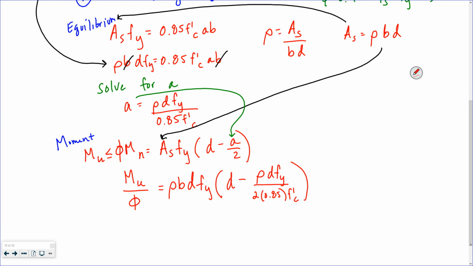I'm going to factor out, there's two D's. There's this D and this D. Rho B D squared Fy times 1 minus rho Fy over 2 times 0.85 F prime C.